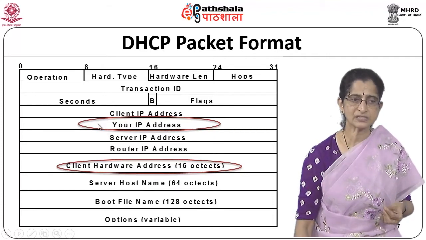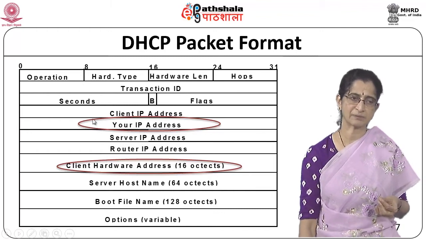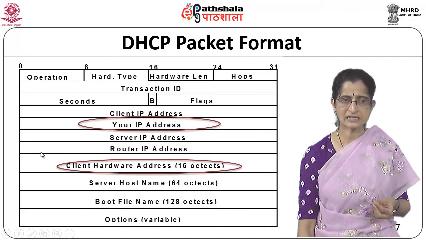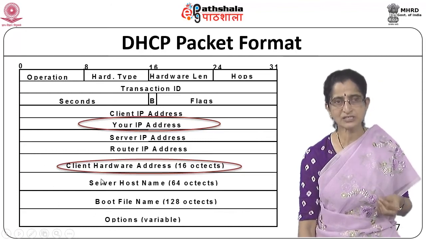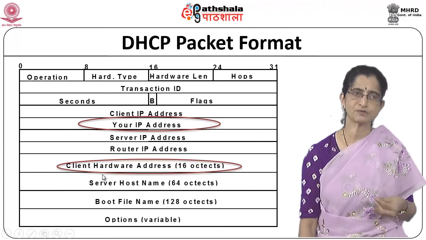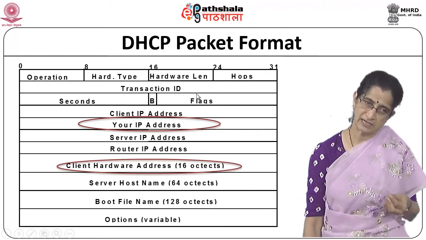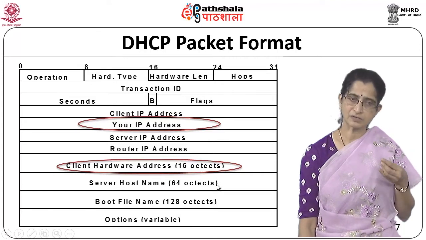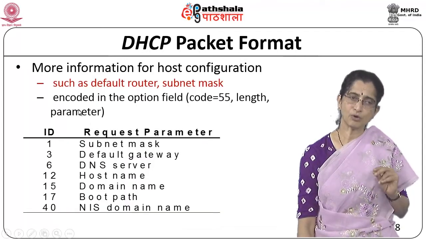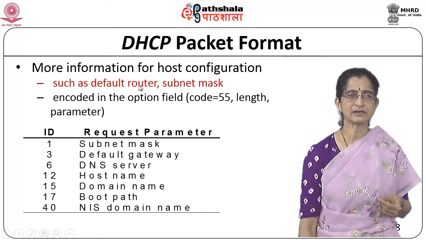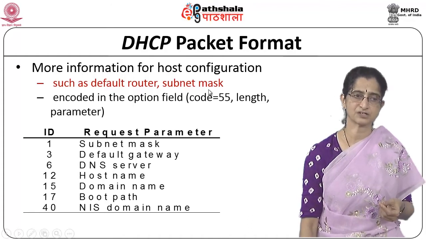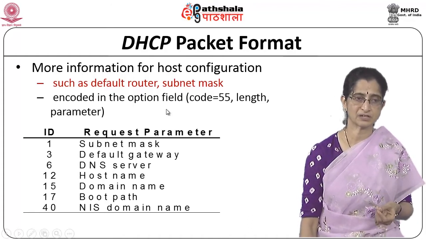In addition to that, there are many other fields that are used: server IP address, router IP address, server host name, boot file name, and so on, which tells us that in addition to just getting the IP addresses, there are many other parameters which can be got from the DHCP server. The DHCP packet format supports all those as well. For instance, you can have the default router that is to be used, or the subnet mask that is to be used. All these are additional information that could be got.